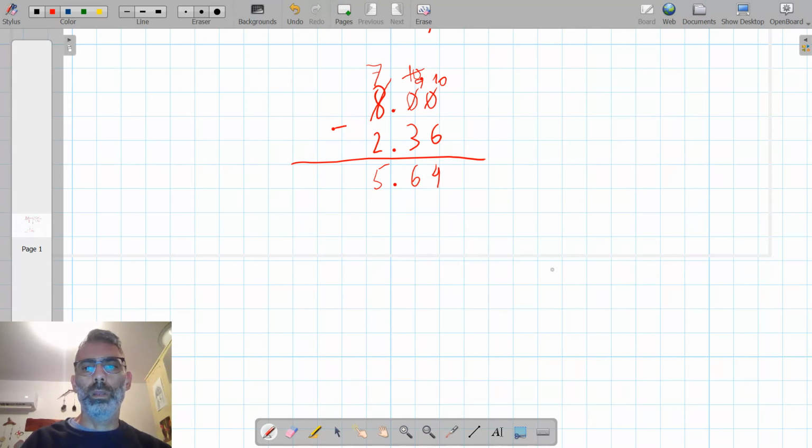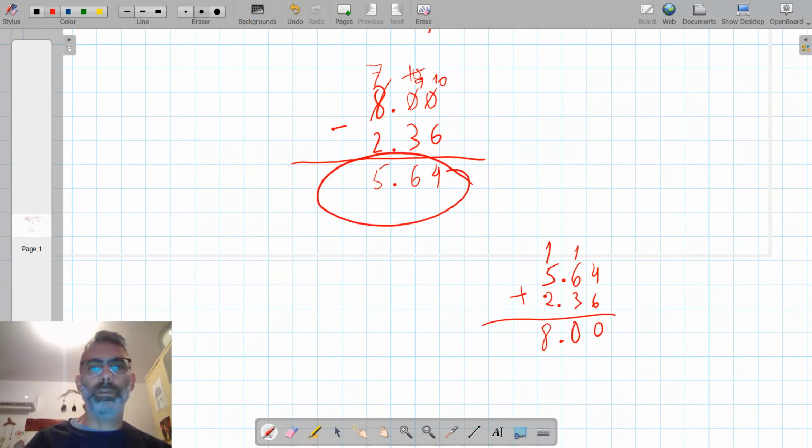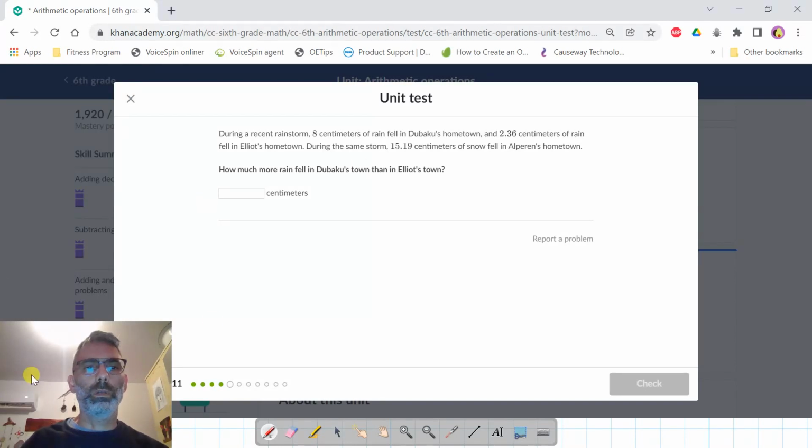Okay, 5.64 plus 2.36. 4 plus 6 is 10, 1 plus 6 is 7, 7 plus 3 is 10, 1 plus 5 is 6, plus 2 is 8. Okay, so the answer is 5.64.